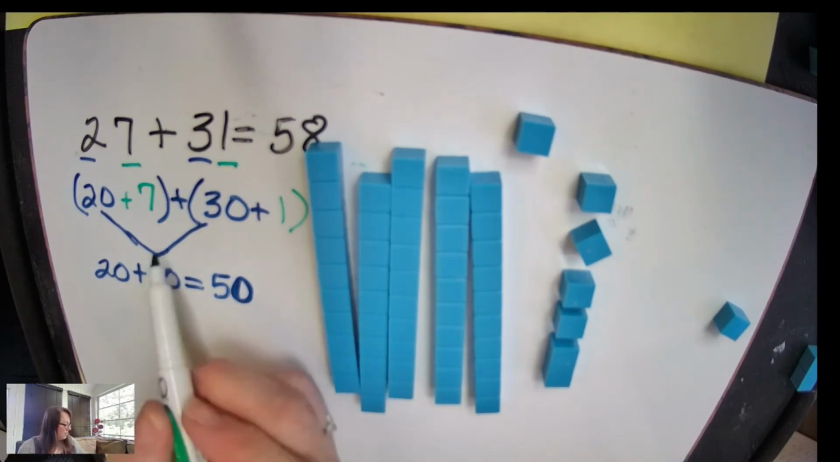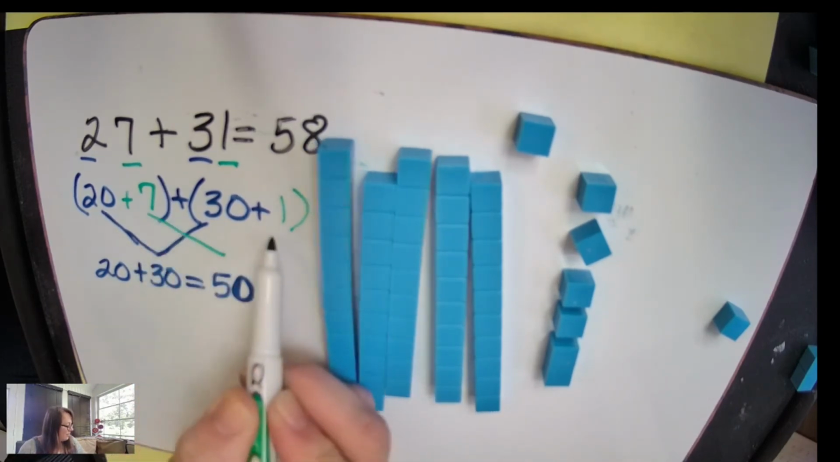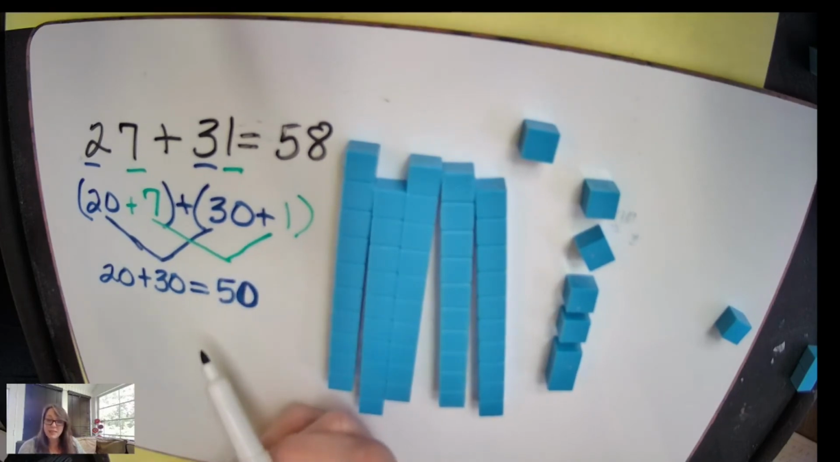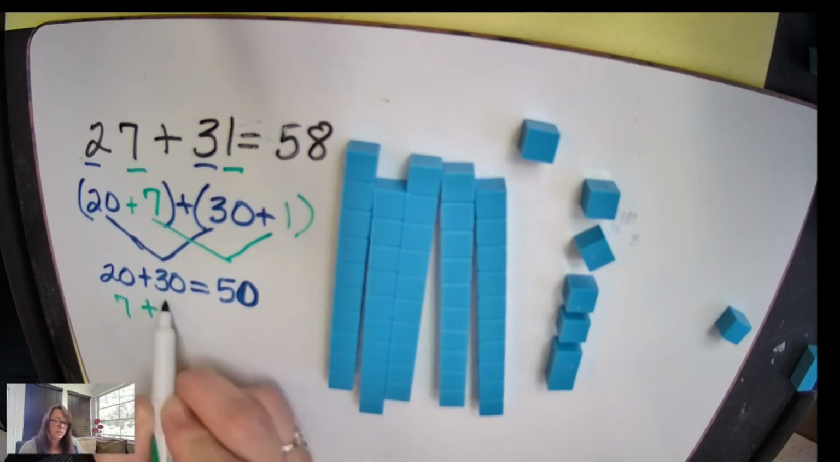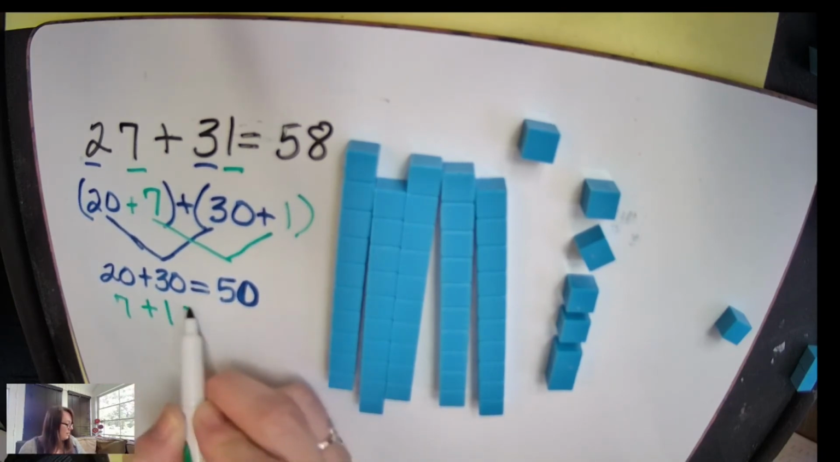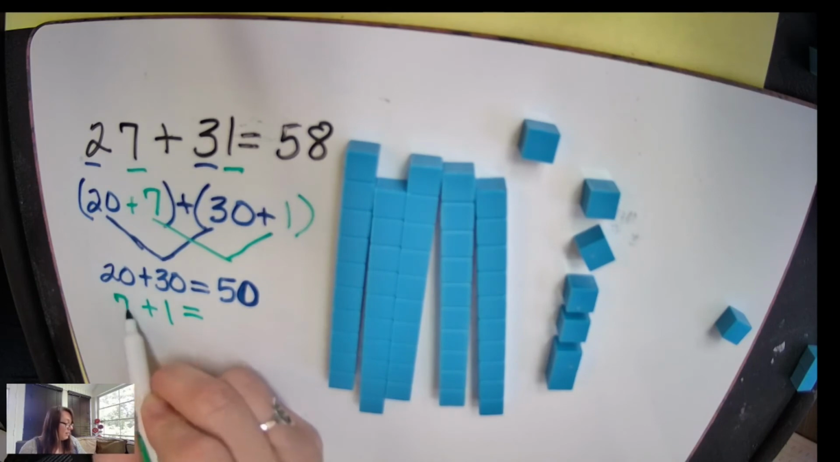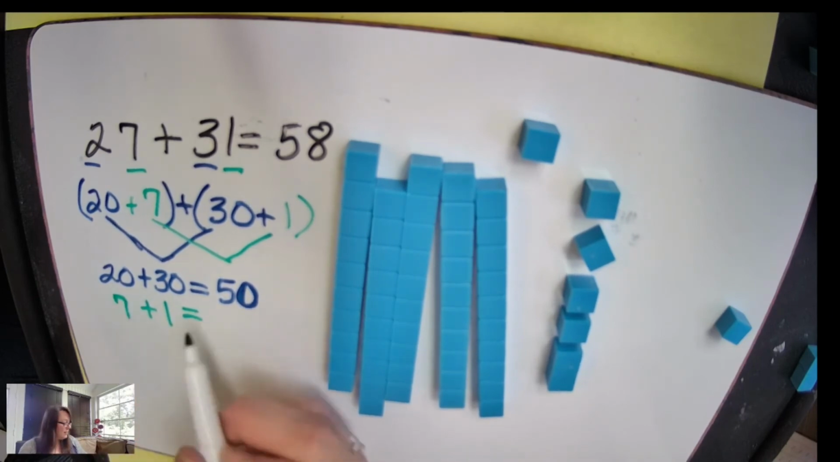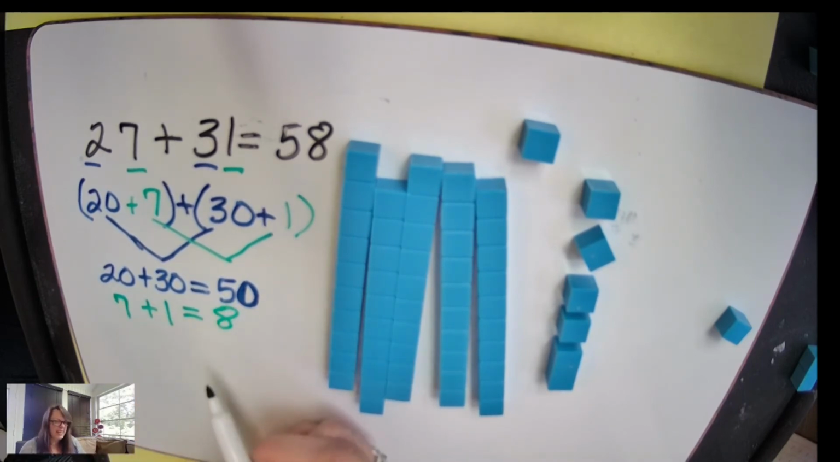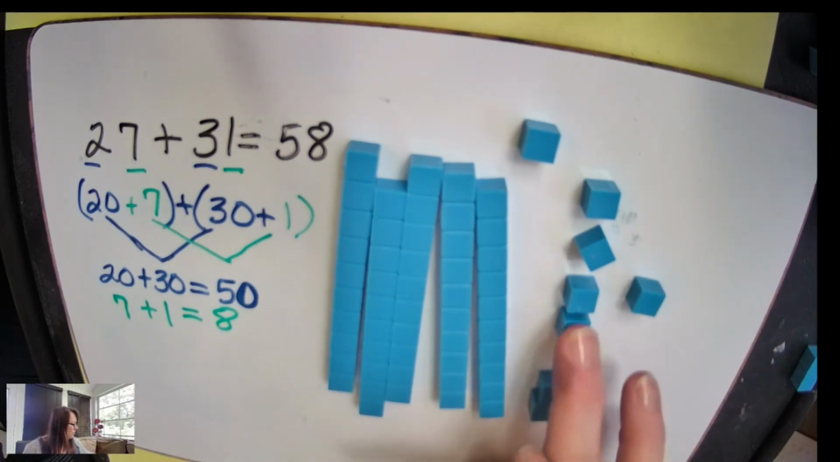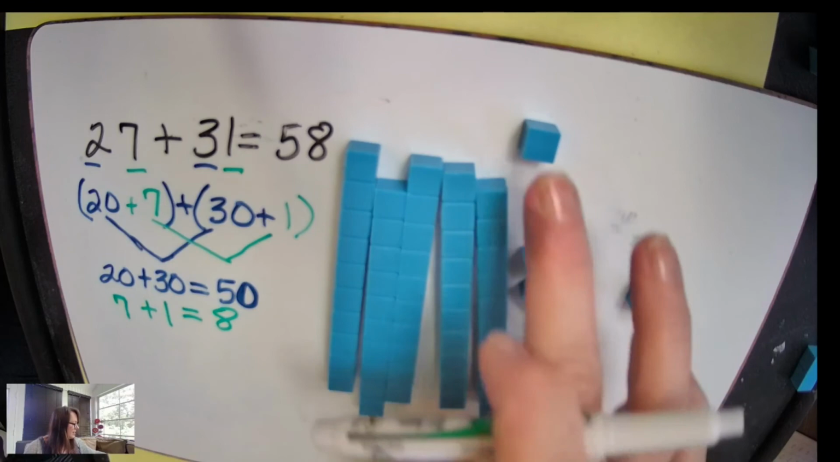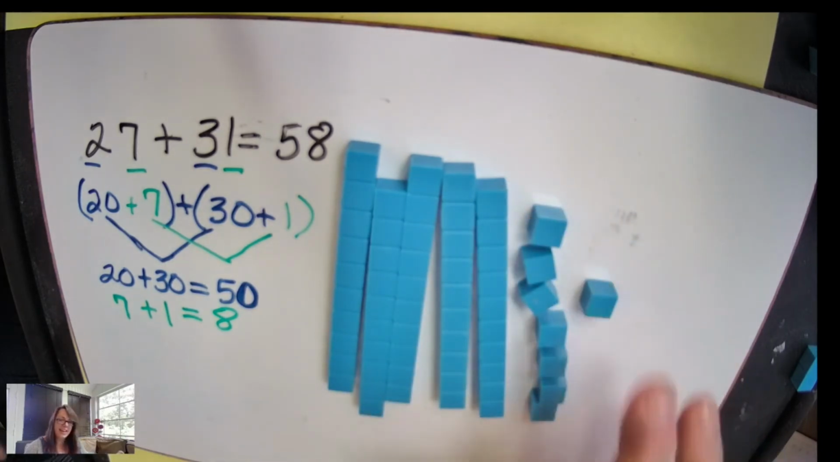Great. Good job, Sarah. Then Sarah thought about combining, or adding together, the ones. 7 plus 1. 7 and 1 more is 8. We can count just to check. 1, 2, 3, 4, 5, 6, 7, 8.